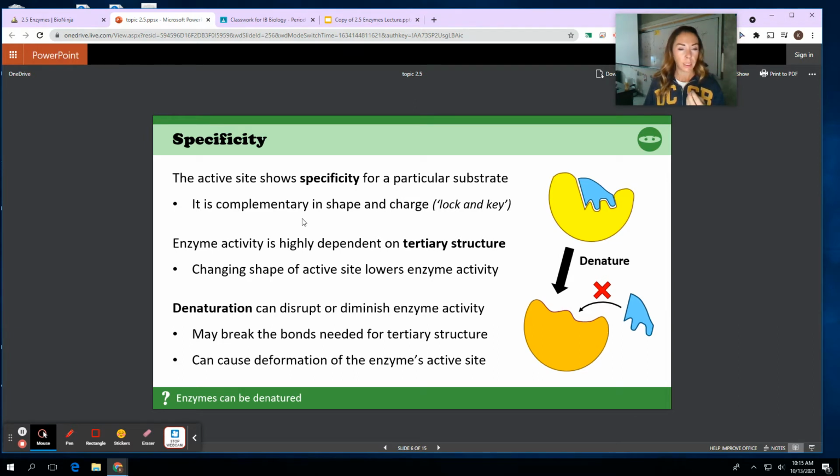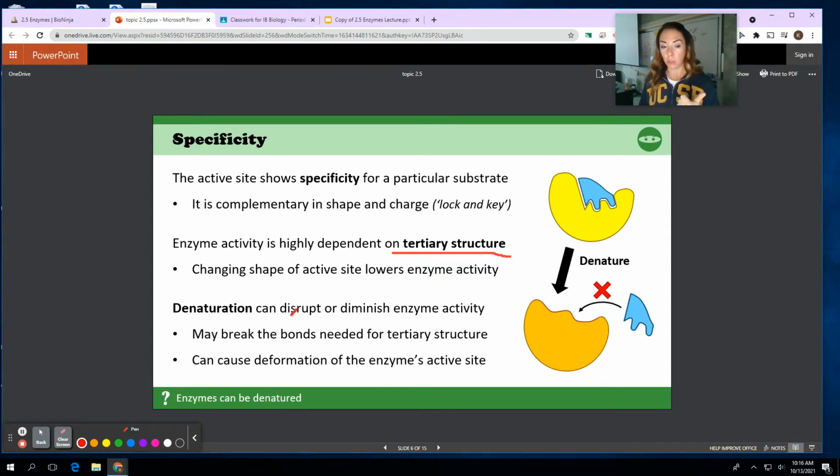So this slide says that enzyme activity is highly dependent on the tertiary structure. That's looking at how things are built. We looked at the collagen, how that's come together. Even the hemoglobin that we built in class has a very specific shape. So if I change the active site, it's going to change.